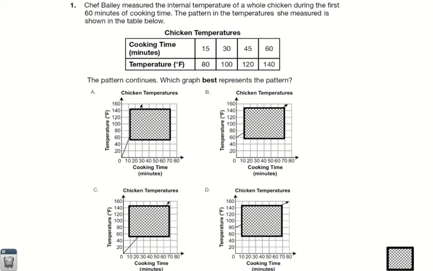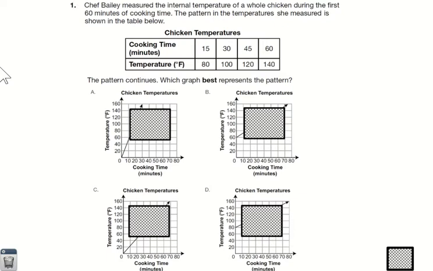Right, all this is the 2018 released sample items for Module 2, multiple choice. So 12 of these questions.